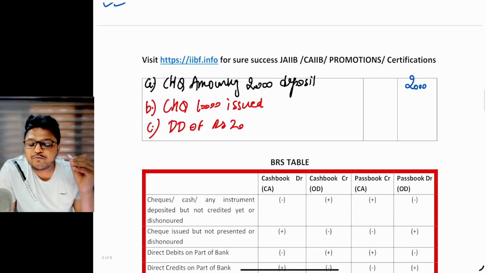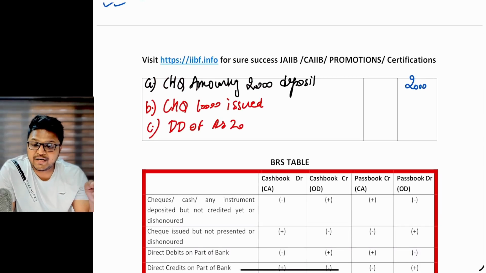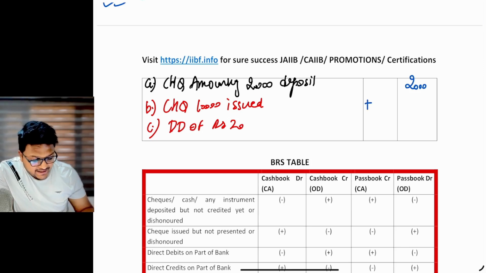A check of rupees 1,000 was issued. Now you have issued the check, but it has not been honored so far. You have already deducted it from the cash book, but in the passbook it is not reflecting. So we'll be adding back rupees 1,000 over here.